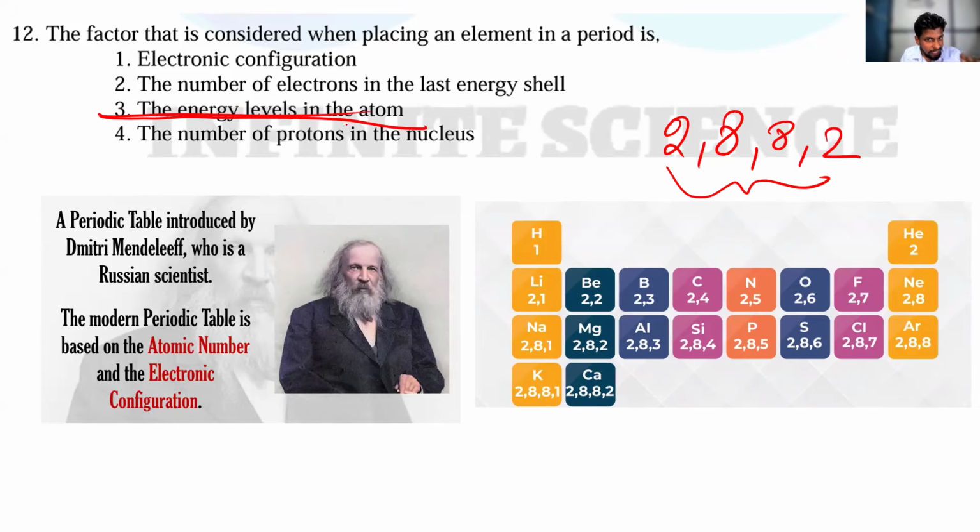If we want to decide the period, we want to check how many energy levels. And if we want to check the group, then we will be checking the last number. Last number for the group.